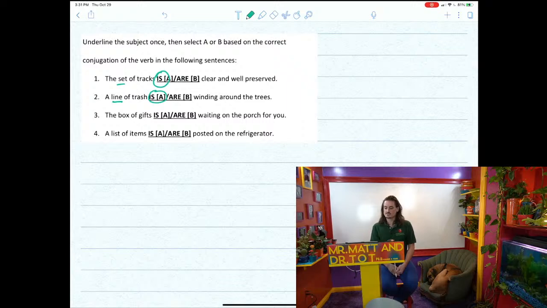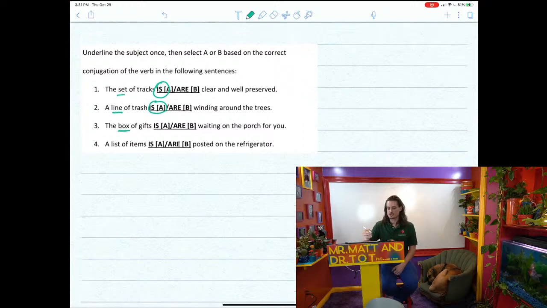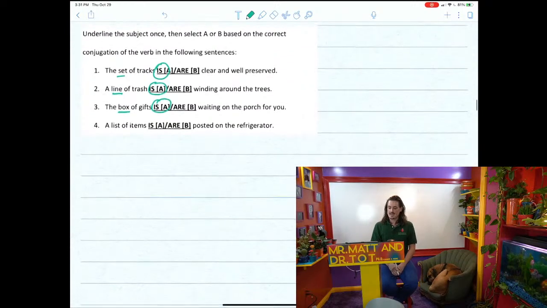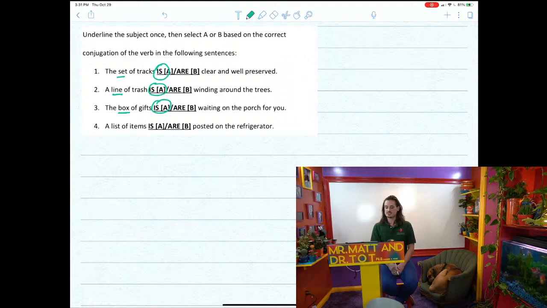Number 3, the box of gifts is or are waiting on the porch for you. Again, we have a phrase containing the preposition of, so we're guided by the noun before of, which is box. It's one box of many gifts, but it's still just one box. Oops, sorry. So it should be is. And number 4, a list of items is or are posted on the refrigerator. It's one list of many items, but it's still just one list. So the subject is list, and the correct verb conjugation would be is.